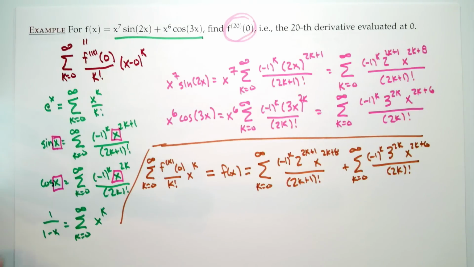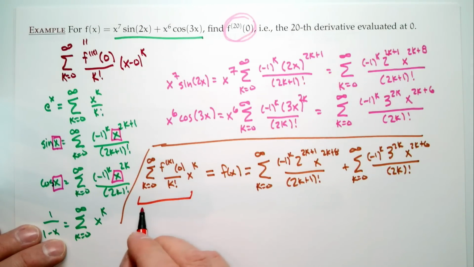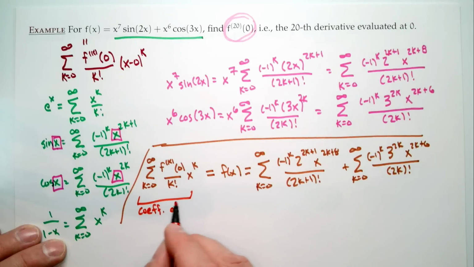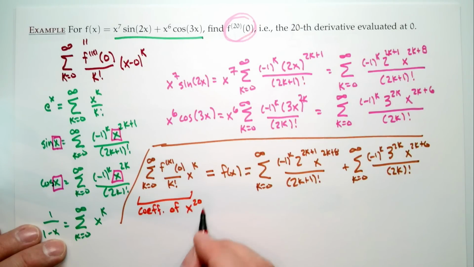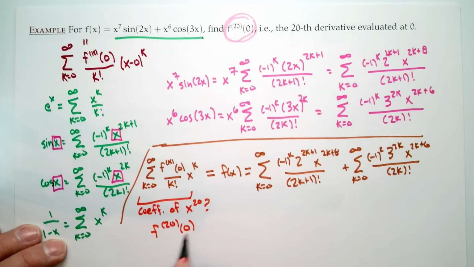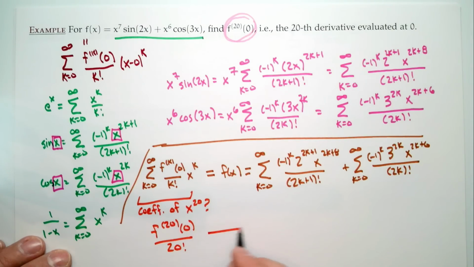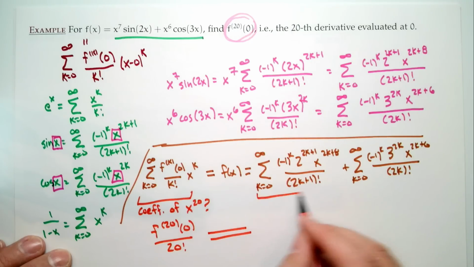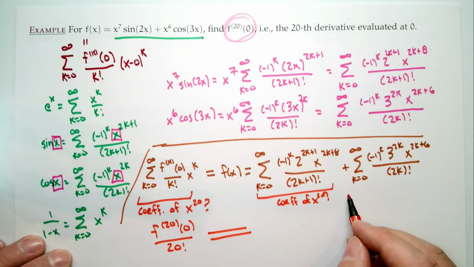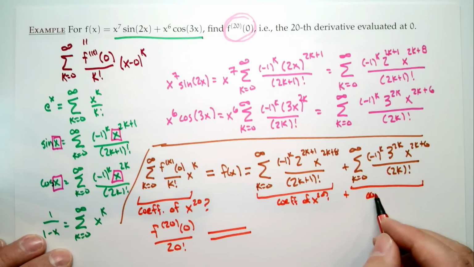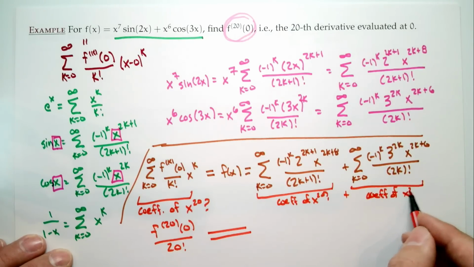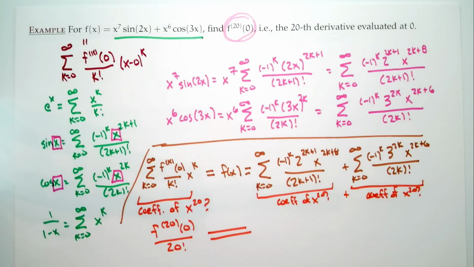And so, we're going to look over here. What's the coefficient of the x to the 20? And the answer is, you plug in k equals 20. It's the 20th derivative at 0 divided by 20 factorial. That has to be equal to the coefficient of x to the 20 from this part plus the coefficient from x to the 20 of that part. So I just need to find these coefficients, and then those have to match.